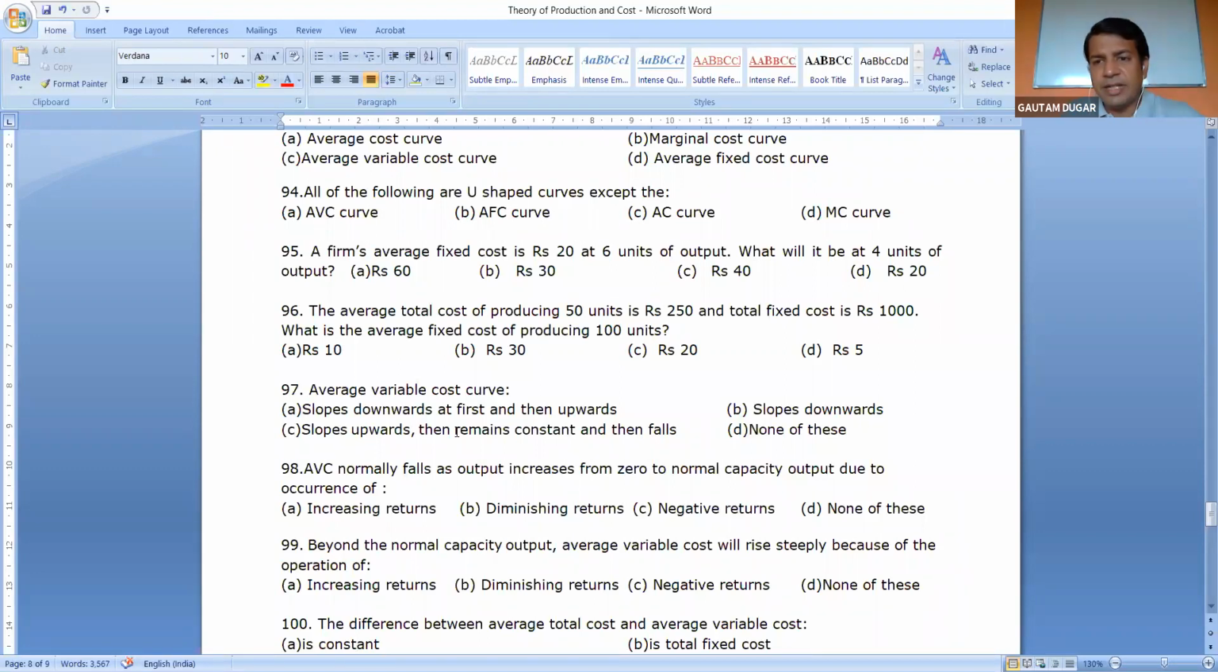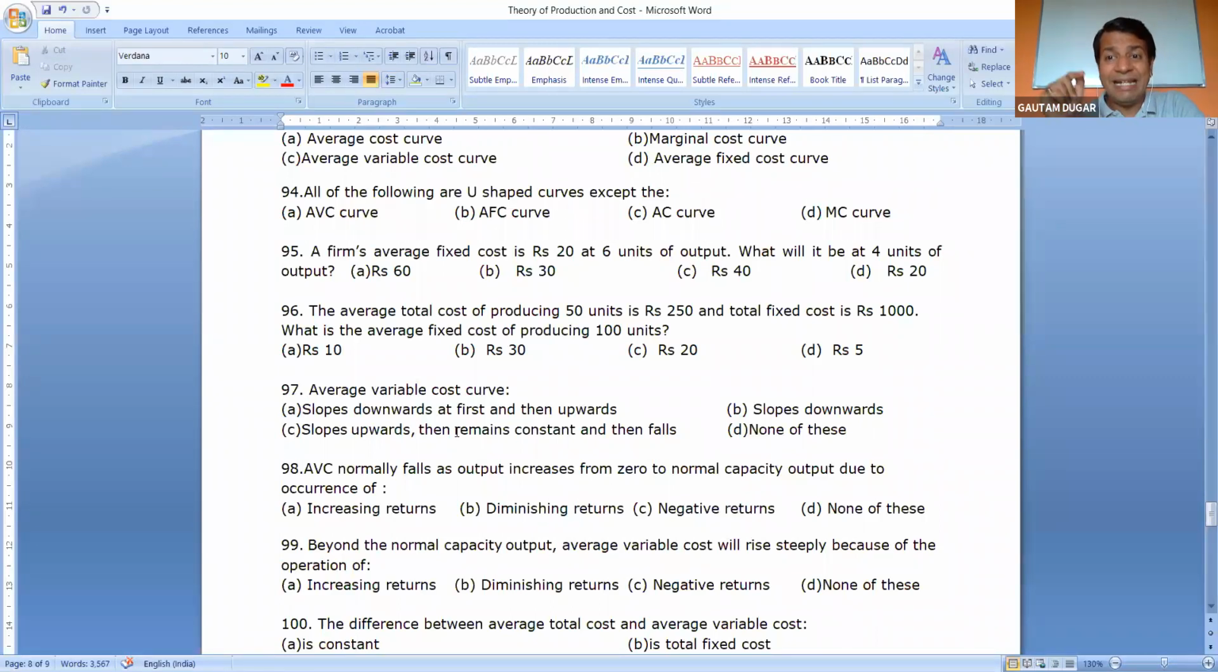Vinayak has given the right answer. Very good. A firm's average fixed cost is 20 at 6 units. That means what? Total fixed cost is how much? 20 into 6, 120. If average fixed cost is 20 at 6 units, then total fixed cost will be 20 into 6, 120.